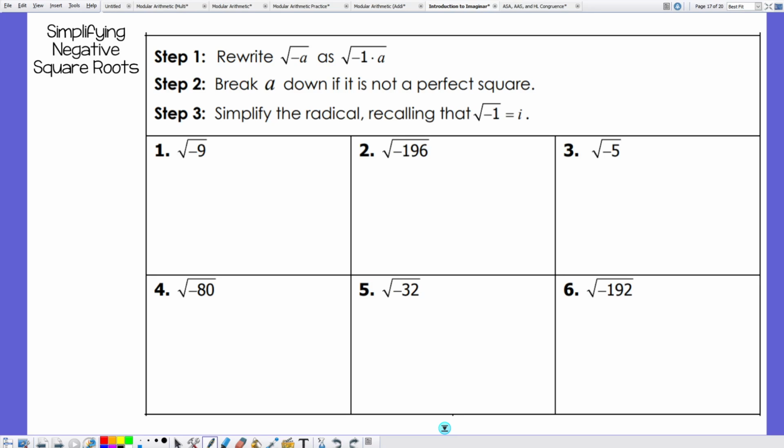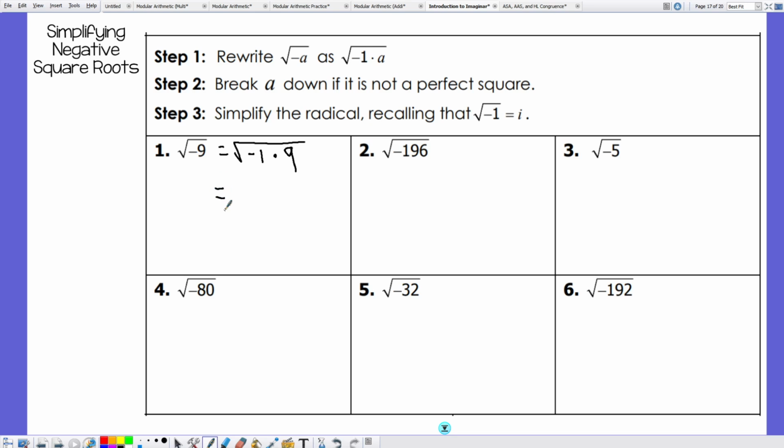Alright, so lastly, let's just have some simple, basic practice problems, simplifying some negative square roots. So step one is to rewrite negative a. The square root of negative a is the square root of negative 1 times a. Well, in this case, a is 9.